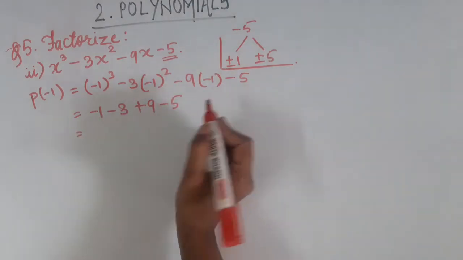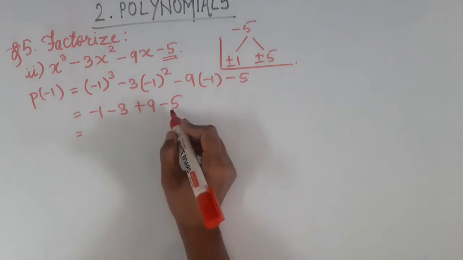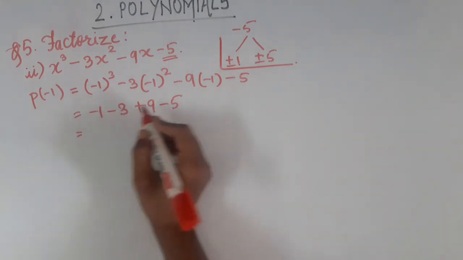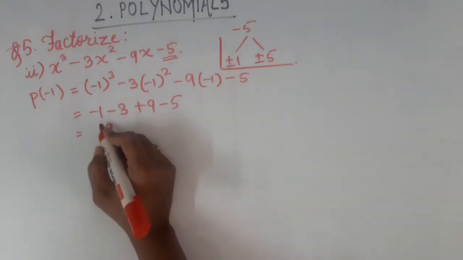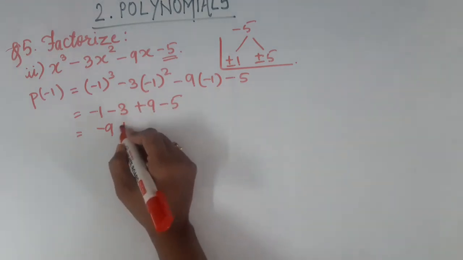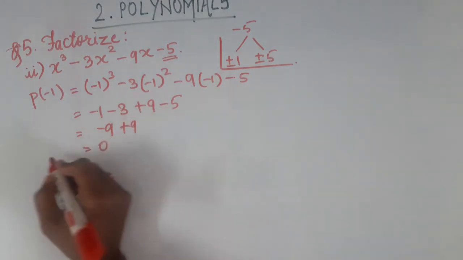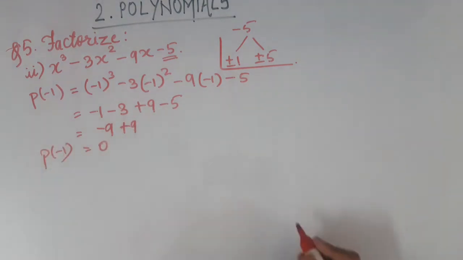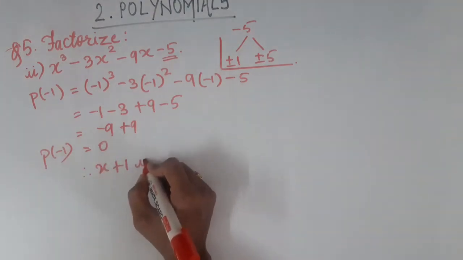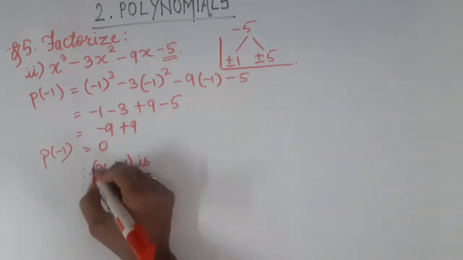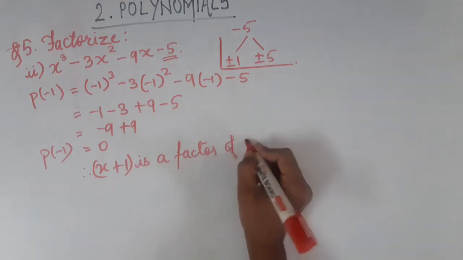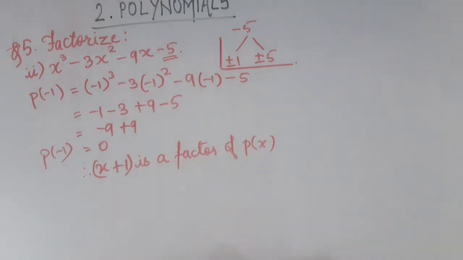Okay. All negative numbers you solve first. Minus 1, minus 3, minus 5. Same sign, so you will add. Okay. 1 plus 3, 4. 4 plus 5, 9. But it will have negative sign since all the three numbers are negative. Right. Then this plus 9 as it is. Minus 9 plus 9 you will get 0. So you got p of minus 1 as 0. Therefore x plus 1 will be a factor. x plus 1 is a factor of p of x. Okay, so we got our first factor.